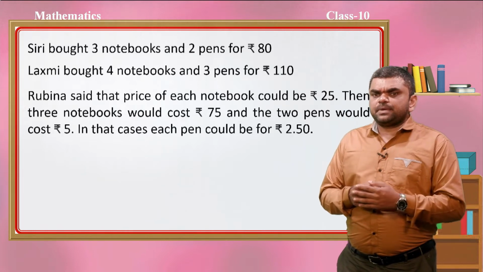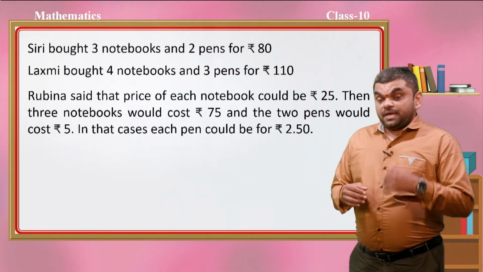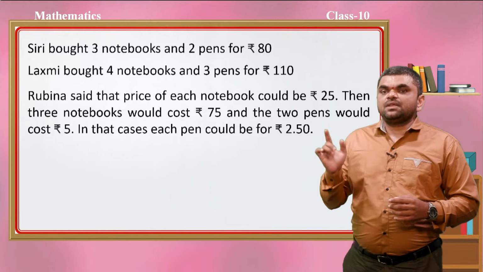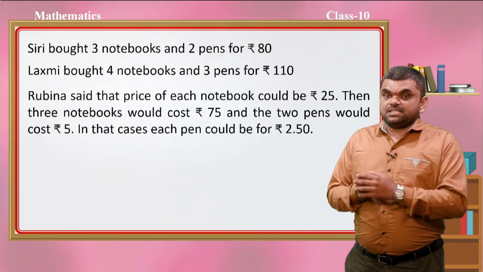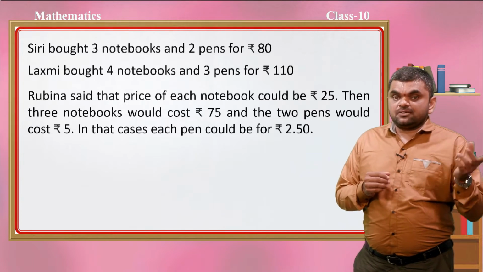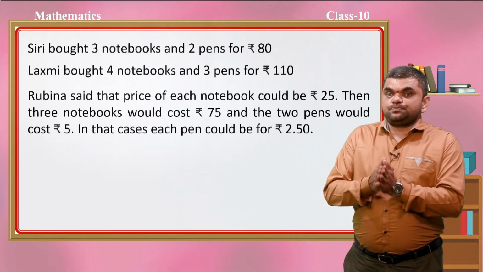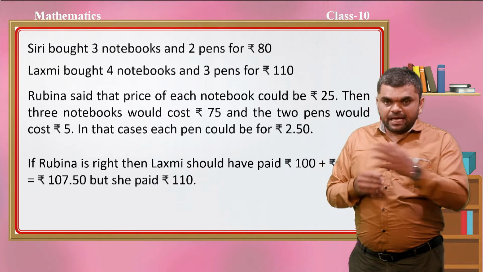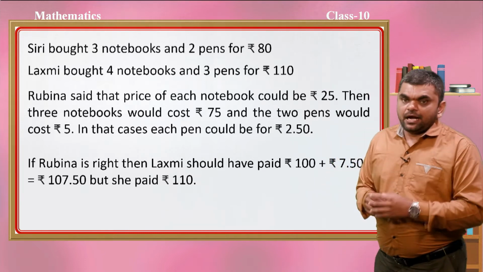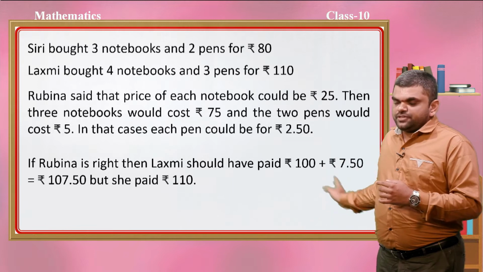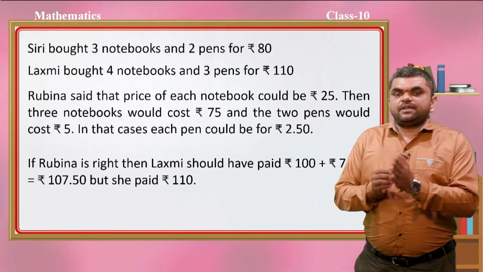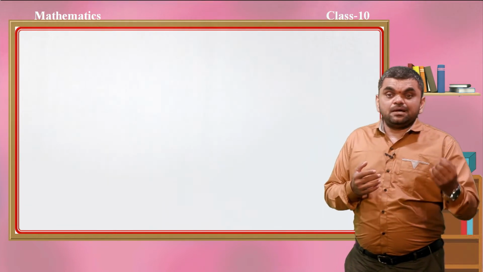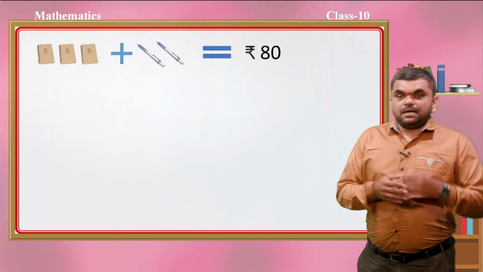Rubina said, maybe they are assuming here, that the price of each notebook would be 25, and then the price of 3 notebooks will be 75 and 2 pens could cost 5 rupees, which means each pen should be 2 rupees 50 paise. Okay, let's reckon this. If Rubina is right, then Lakshmi should have paid 100 rupees plus 7.50, which means 107.50 in total, but she paid 110 here. Then what do we conclude? Rubina's guess is wrong.